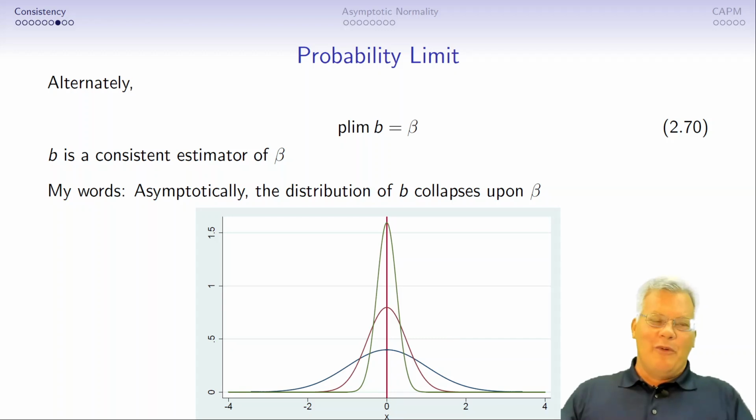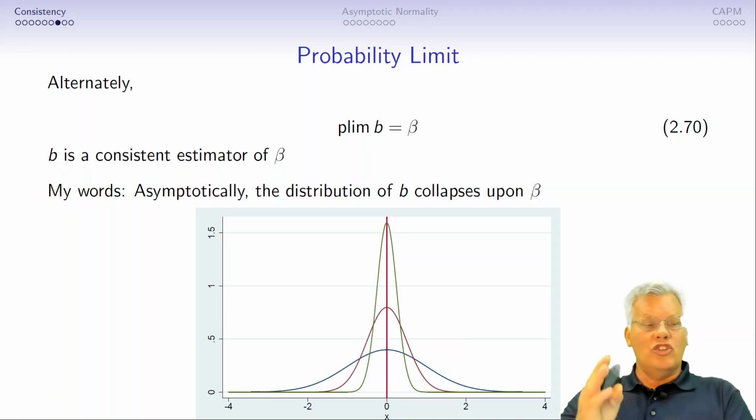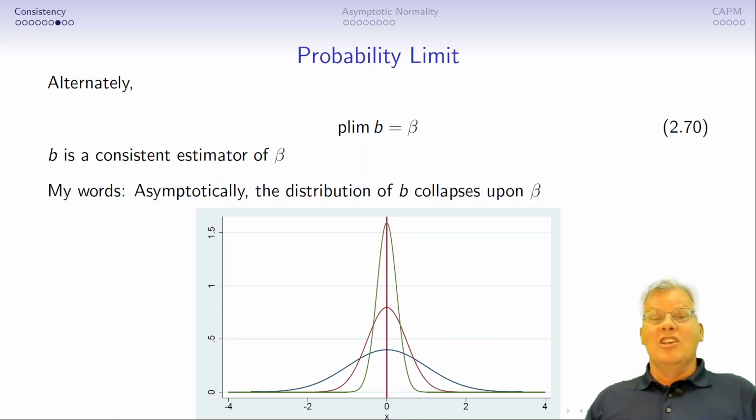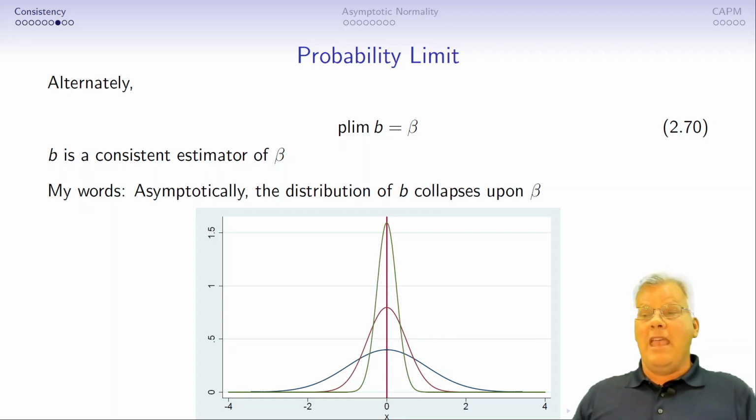Or in my words, if we want to really go down the food chain, my words would be asymptotically the distribution of b collapses upon beta. So you have this sequence of bell curves, right, probability density functions, and as the sample size increases, the distributions become narrower and taller, and the distribution of b collapses upon the vertical red line, which is beta, the value that we're attempting to estimate. So that's the picture of what it means when we say the probability limit of b is beta.